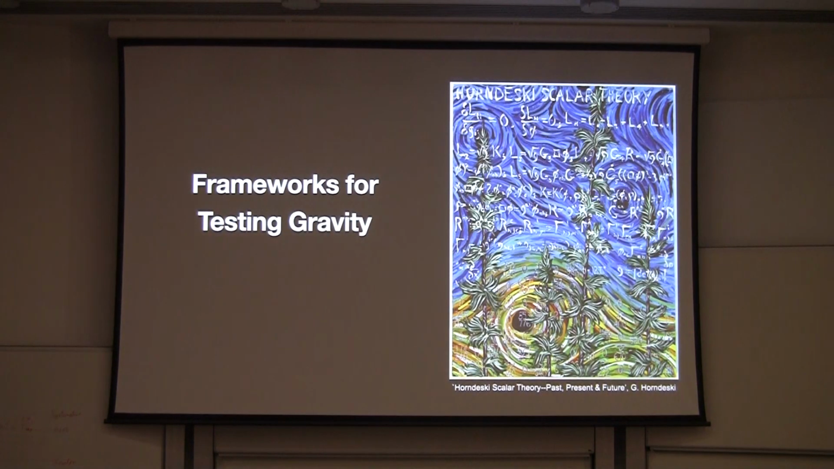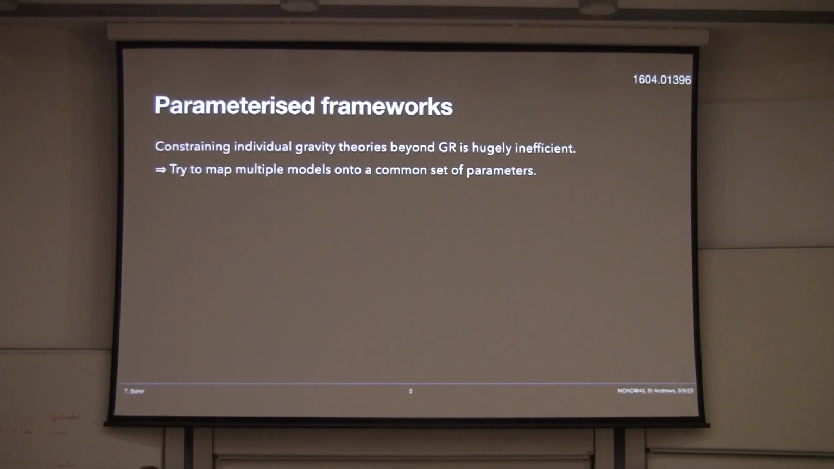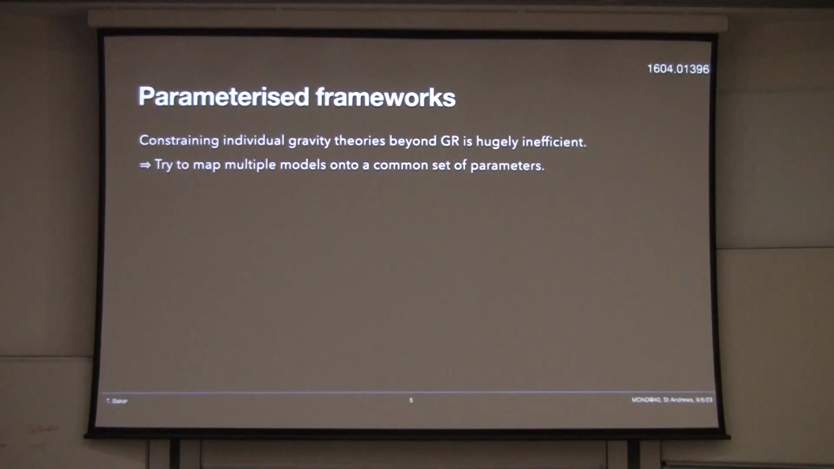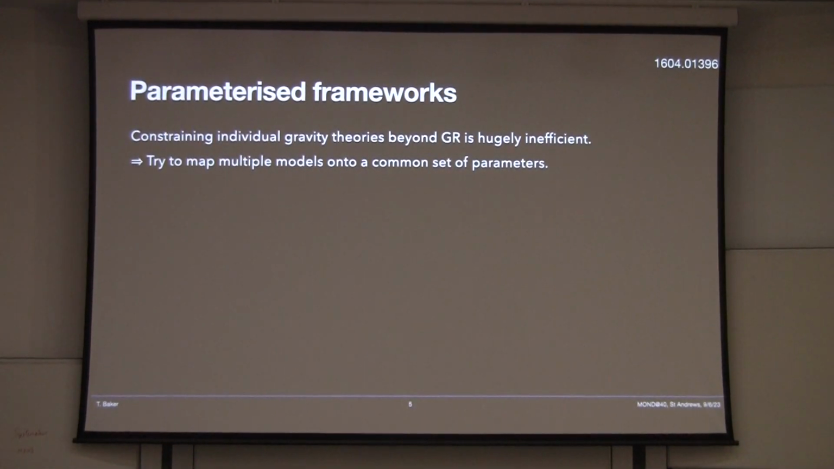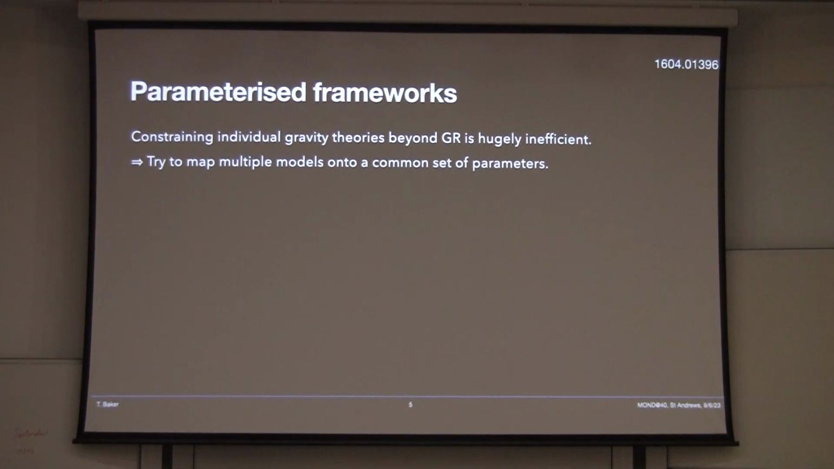Okay, so let me get started by setting up the framework that I am going to use to talk about these tests of gravity today. Going around and testing individual theories of gravity can be quite an inefficient process, right? There's lots and lots of ideas out there in the theoretical literature. And so rather than testing them individually, a sensible strategy would be to try and map that theory landscape onto a parameterization, right? A smaller set of numbers that you can then try and constrain with your data.